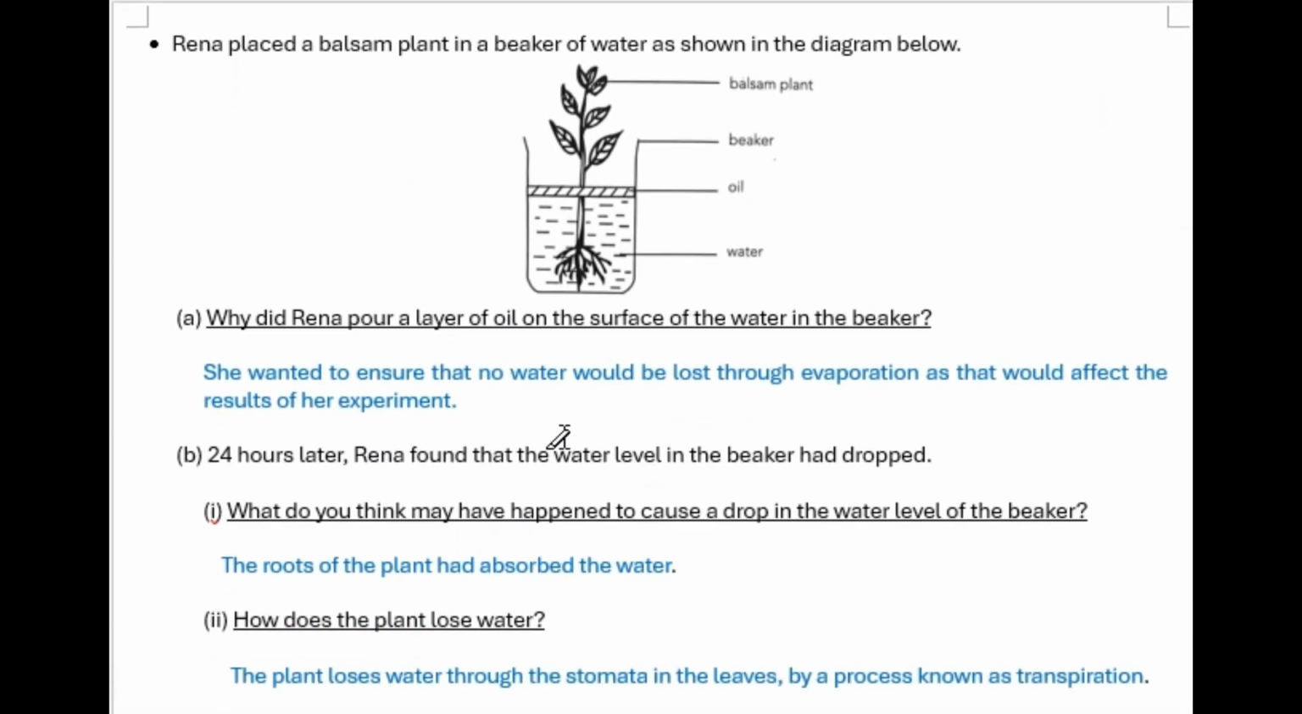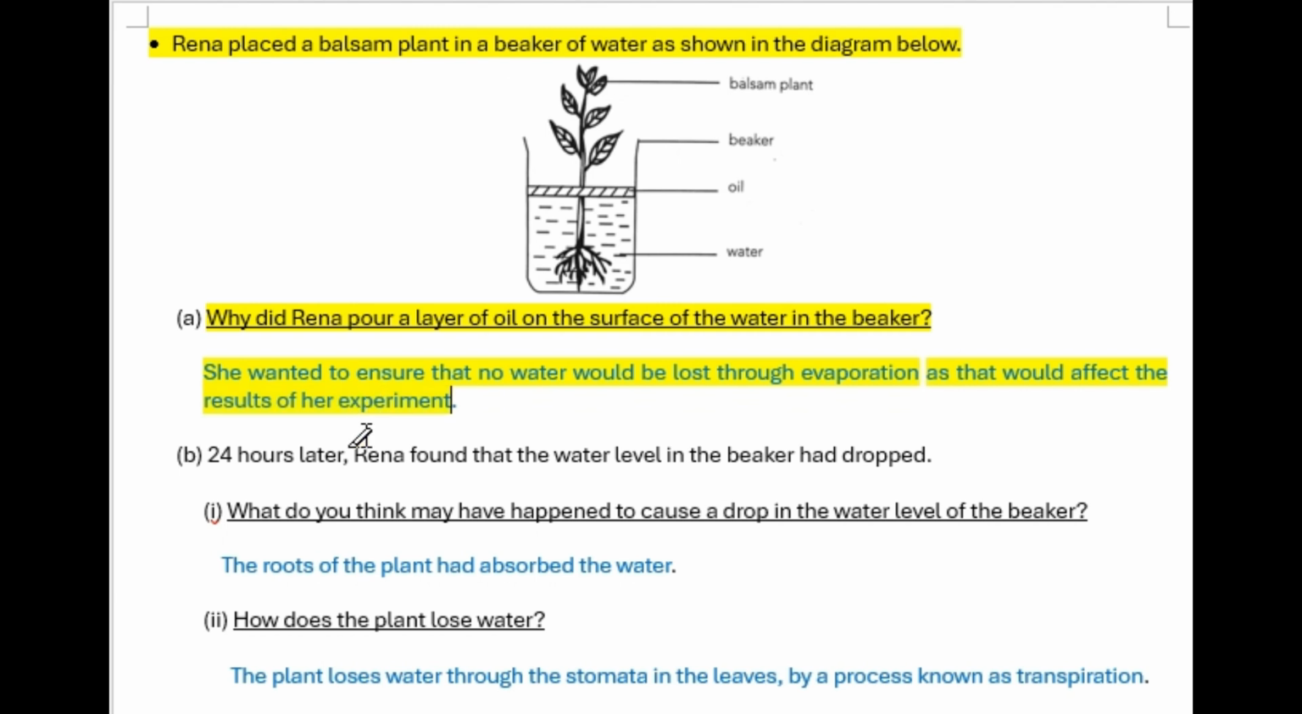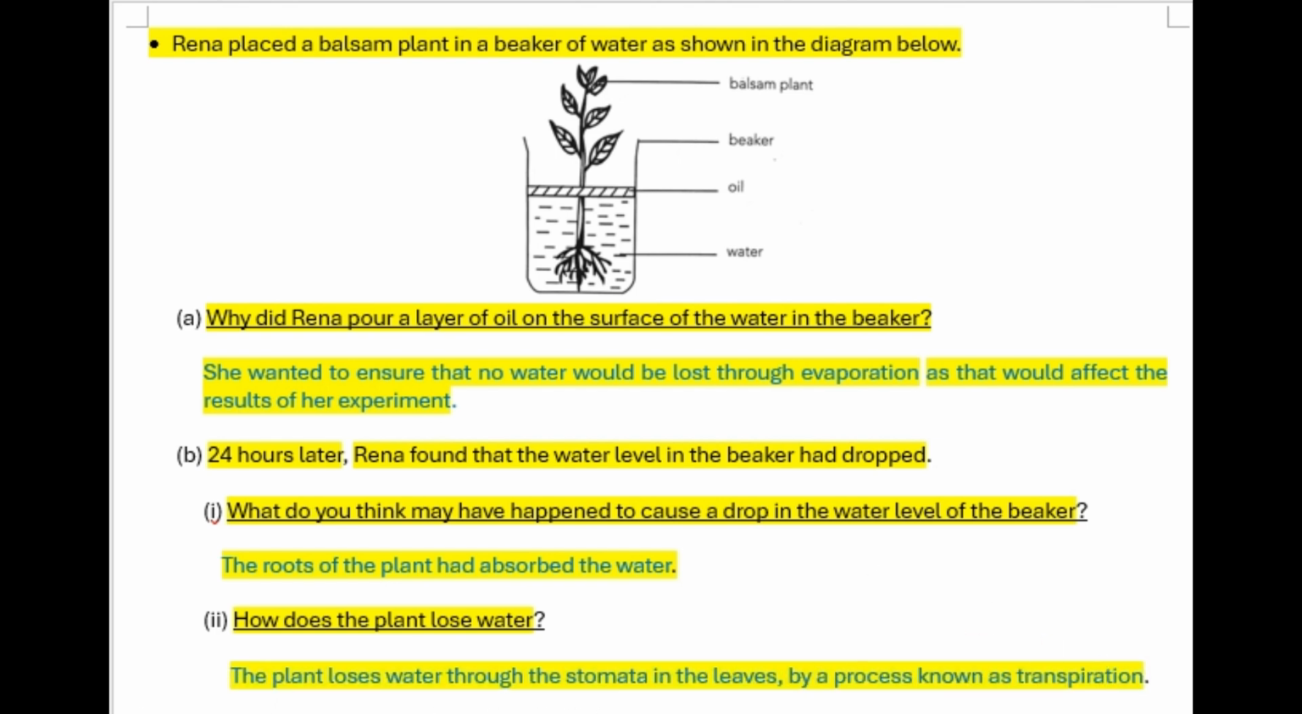Rena placed a balsam plant in a beaker of water, as shown in the diagram below. Why did Rena pour a layer of oil on the surface of the water in the beaker? She wanted to ensure that no water would be lost through evaporation, as that would affect the results of her experiment. B. 24 hours later, Rena found that the water level in the beaker had dropped. What do you think may have happened to cause a drop in the water level of the beaker? The roots of the plant had absorbed the water. 2. How does the plant lose water? The plant loses water through the stomata in the leaves by a process known as transpiration.